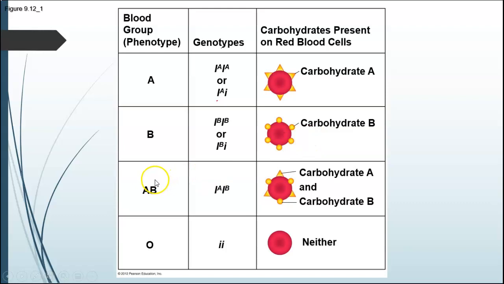If you have type AB, that means you have both of these dominant alleles, the codominant alleles. This is the only genotype that can produce this phenotype, and you're going to have both types of carbohydrates on the surface of your blood cells. Type O is recessive to both of those, and so type O is the lowercase, and that one has neither of those carbohydrates on the surface.